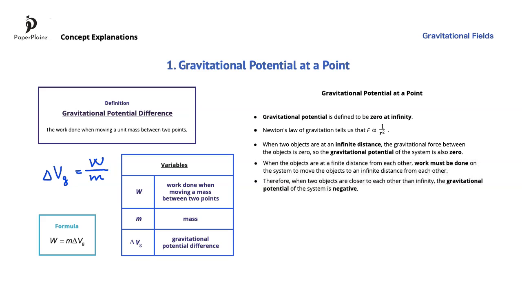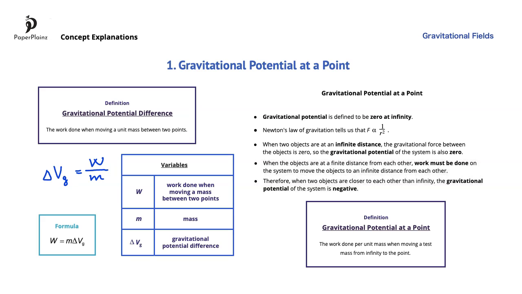For now, let's go ahead and define gravitational potential at a point. It is the work done per unit mass when moving a test mass from infinity to the point. Now that we have defined gravitational potential difference and gravitational potential at a point, we are ready to discuss gravitational equipotentials. As a start, let's see a simple example.